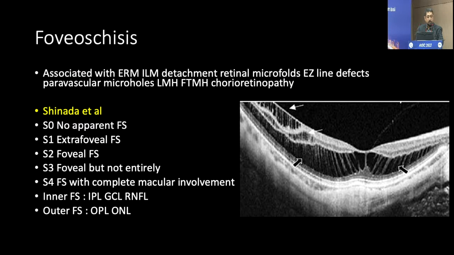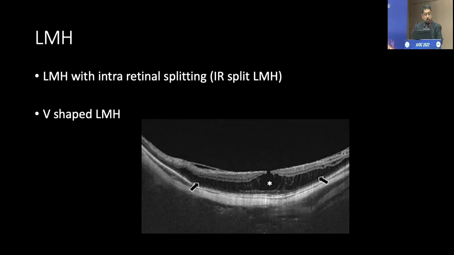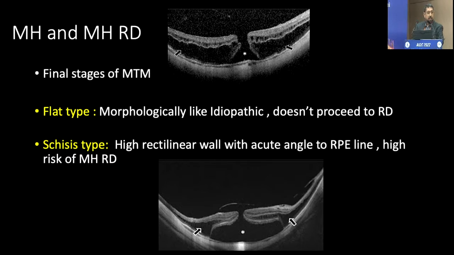Foveal schisis is a splitting of the retina. You can have outer foveal schisis and inner foveal schisis, and then you can have extensive foveal schisis going beyond to retinoschisis. After that, you have a foveal detachment, in which the retina is separated from the RPE, starting as an outer lamellar, may proceed to an inner lamellar, or may proceed to a full thickness. This is what we talked about, lamellar macular holes, and finally the full thickness macular holes. The full thickness macular holes are of two kinds: those which have a tendency to form RDs and those which do not have a tendency to form retinal detachments.